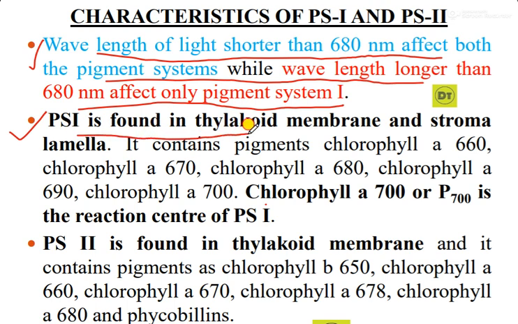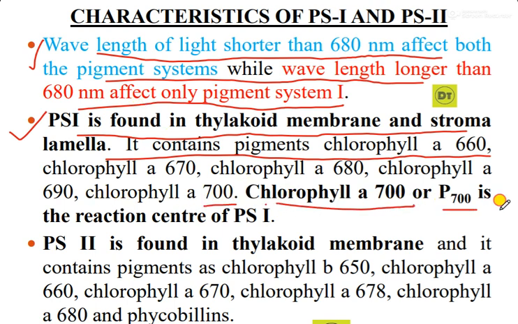Secondly, let us see where they are found. Pigment system 1 is found in the thylakoid membrane and stroma lamellae. It contains pigments chlorophyll A 660, 670, 680, 690 and 700. Chlorophyll A700 or P700 is the reaction center of PS1. So PS1 is found in the thylakoid membrane and stroma lamellae, and the pigments mentioned are present in it. Its reaction center is chlorophyll A700, which is specially called P700. You have to remember this term.